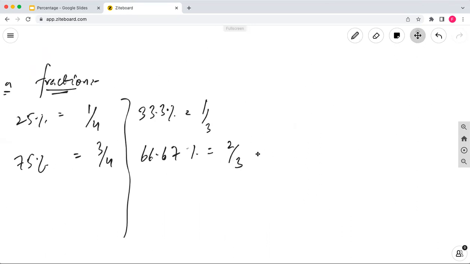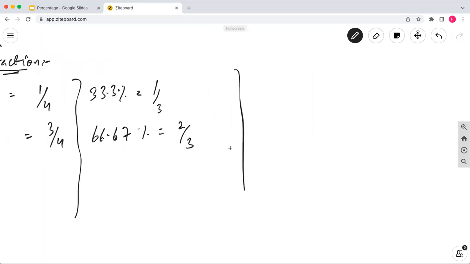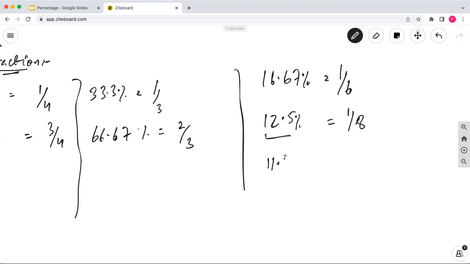Okay, so next one is, what is 16.67%? 1 by 6, exactly. And what is 12.5%? This is pretty much 1 by 8. And one is 11.1%. 1 by 9.